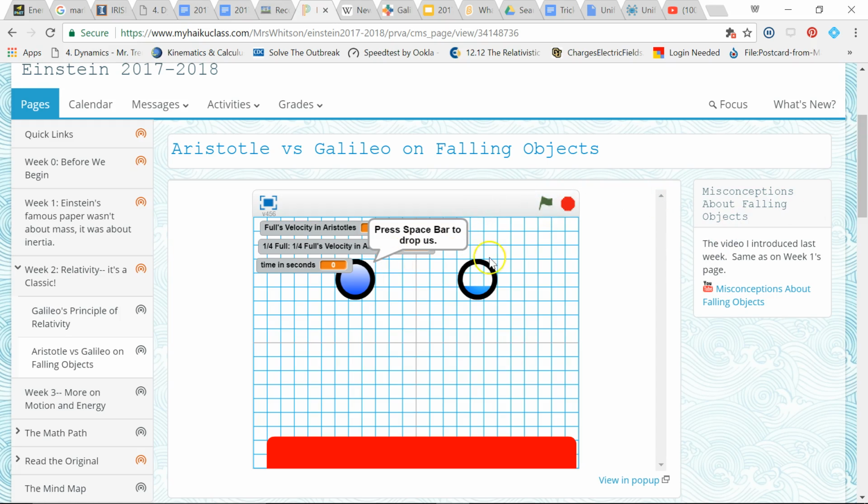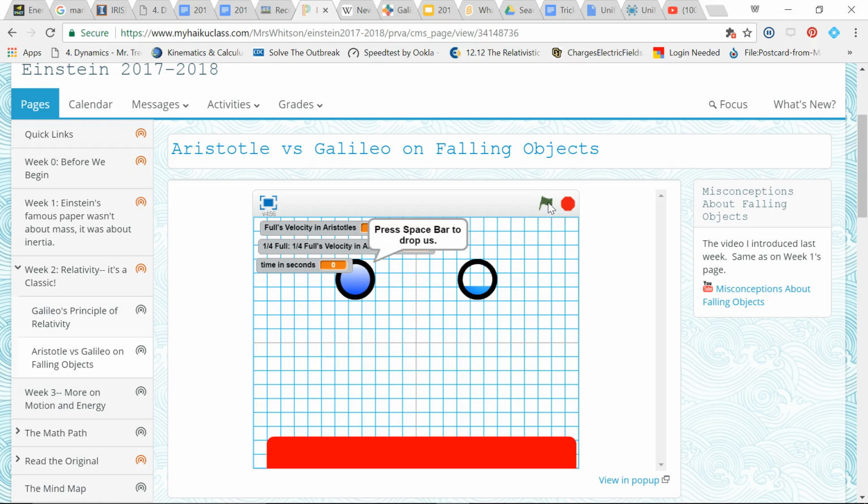To do this, let's press the green flag. You can always restart by pressing green flag. The first one's velocity is -12 Aristotles. The other one's velocity is going to be -3 Aristotles. So Aristotle is a random unit I just made up for how fast they're going to fall. And because Aristotle said the one weighs 4 times as much as the other, the velocity will be 4 times as much. So you can press the space bar to drop them.